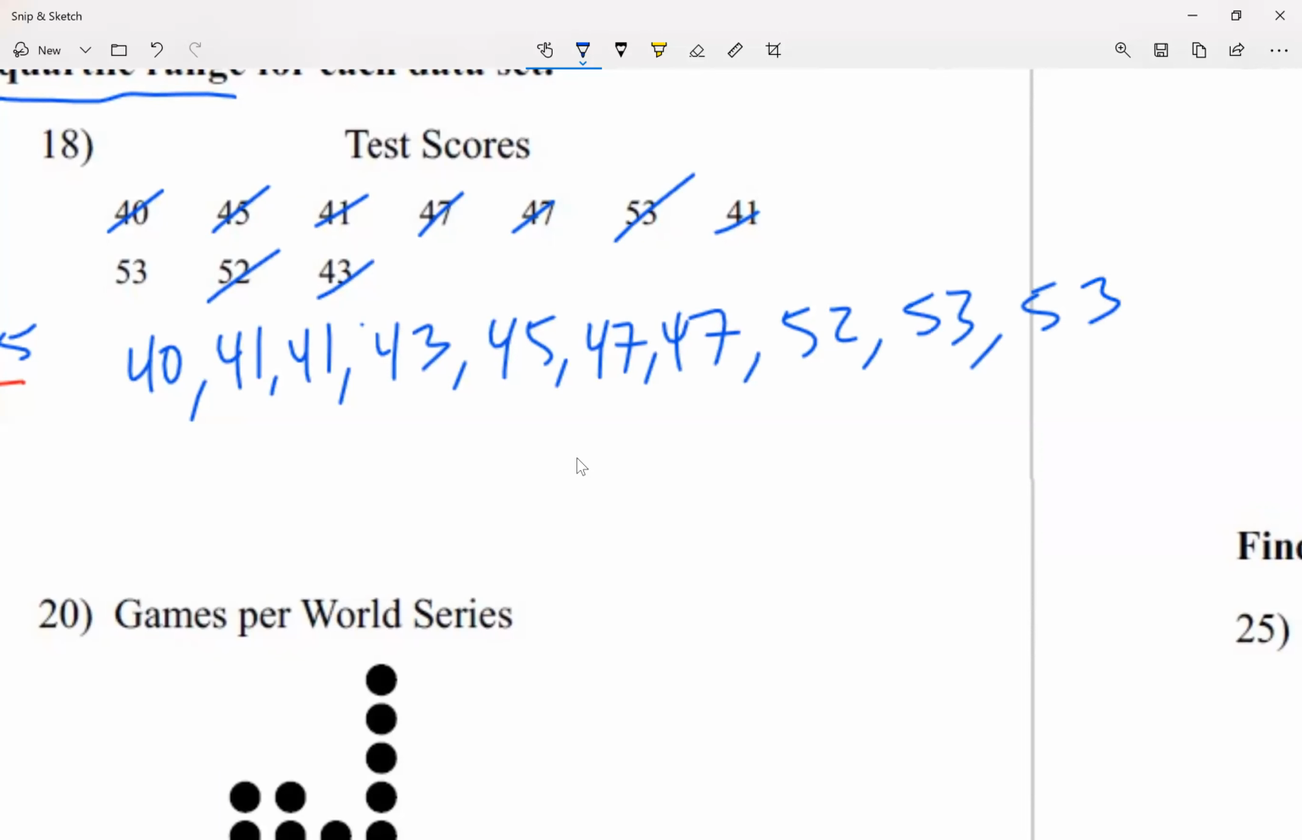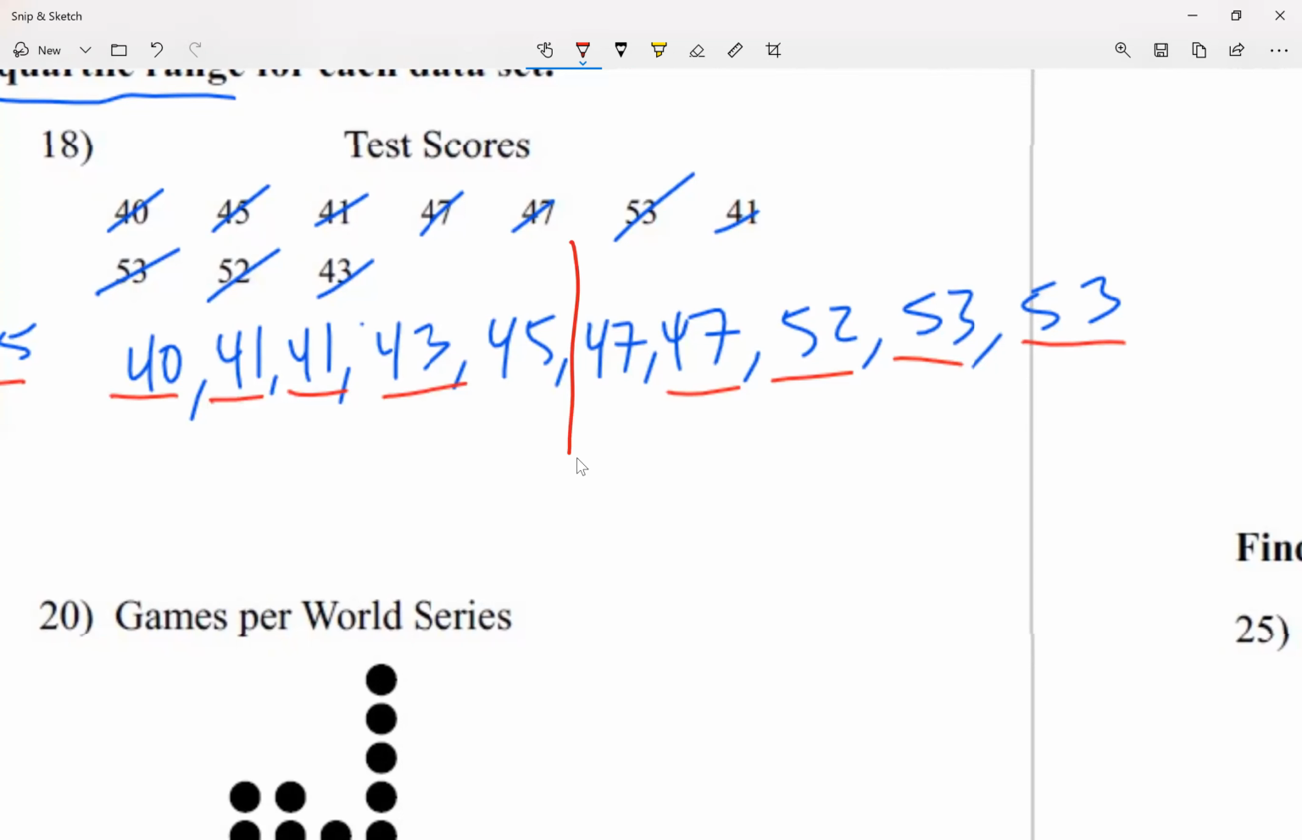All right, again, the hard part is writing the numbers in order from small to large. Let me find a line that goes in the middle. The smallest and the largest, right? Instead of canceling them out, I'm just going to write a little line at the bottom. And I'm going to say my line is right there, which will be 46, right? The number between 45 and 47, that'll be 46, if I was looking for the median.